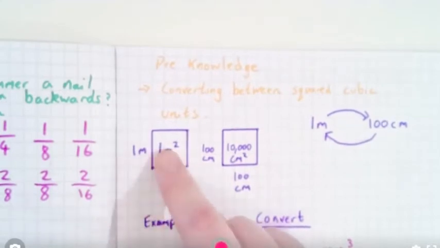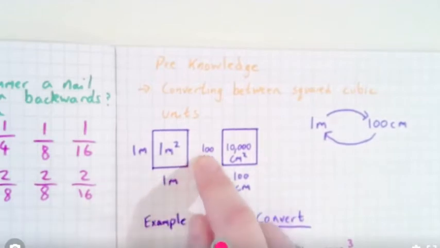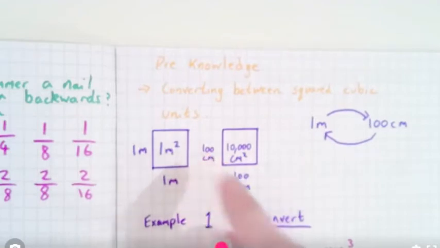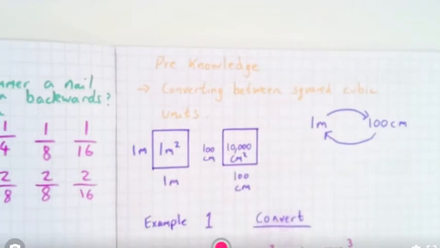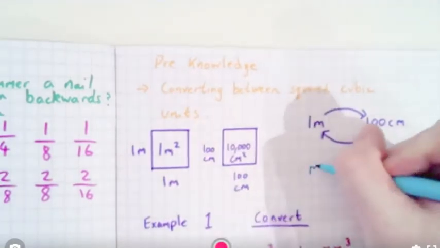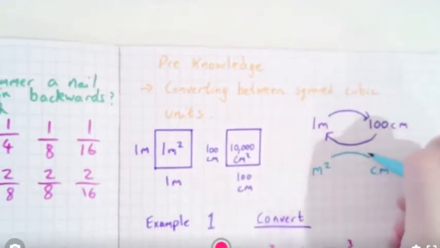because 1 times 1 is 1. Now, normally you'd think, okay, well, if it's 1 meter squared, that must be the same as 100 centimeters squared, because 100 centimeters is the same as 1 meter. But it doesn't work that way, because not only do you have to convert this to 100, you also have to convert the other side to 100 as well. So what actually happens is you get 100 times 100, which is 10,000.